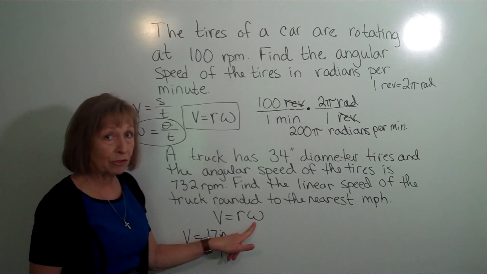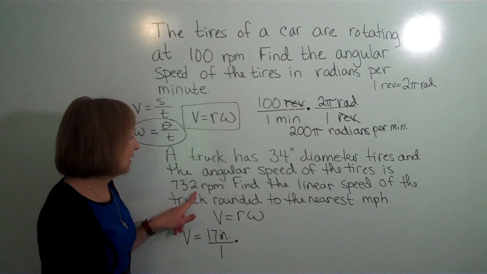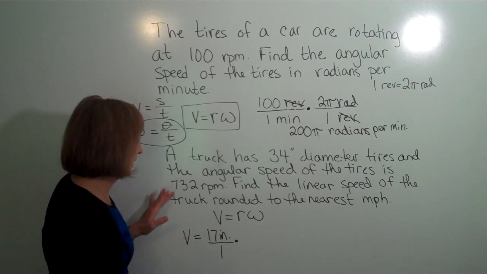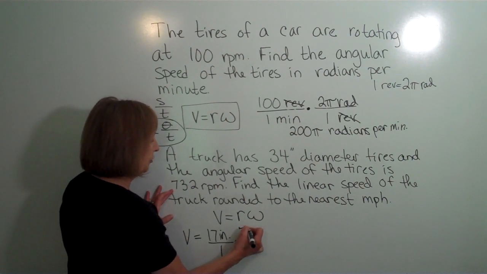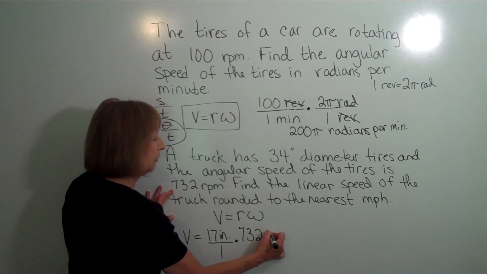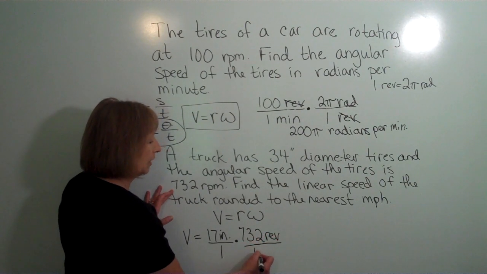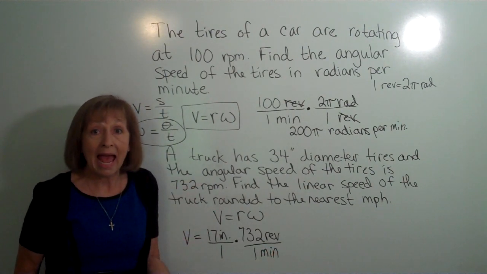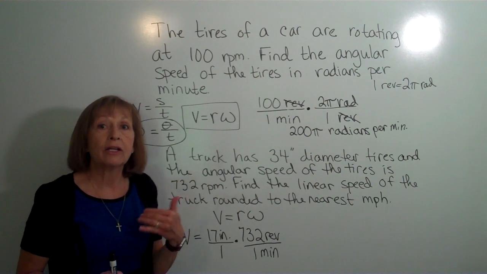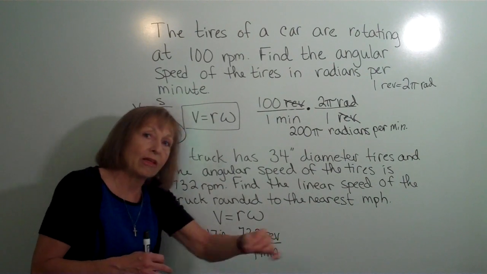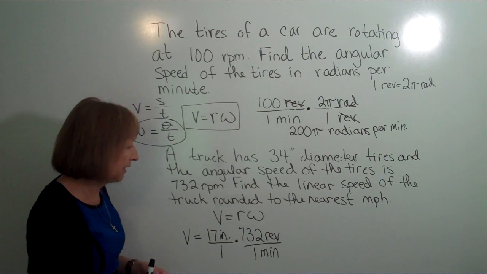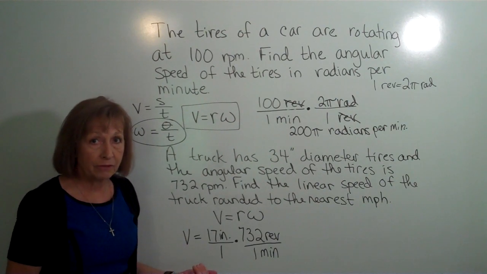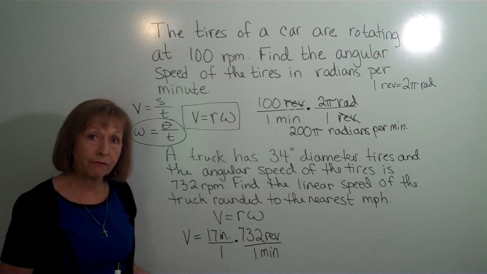Now my angular speed right now is in revolutions per minute. Remember, that's one of the units for angular speed. So right now I have 732 revolutions per every 1 minute. I'm supposed to have my central angle in radians per time to be able to get the rate of that paint being laid down on the pavement. And my time needs to be in hours, not in minutes. So there's several different unit conversions we have to focus on.